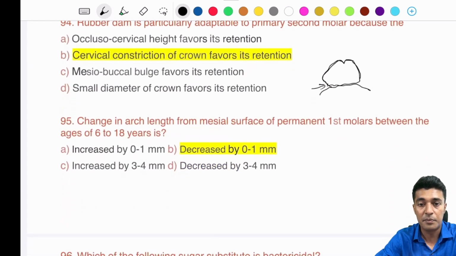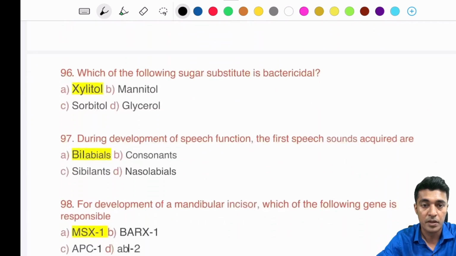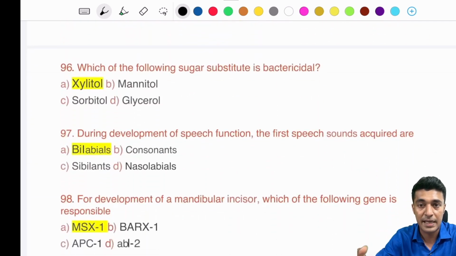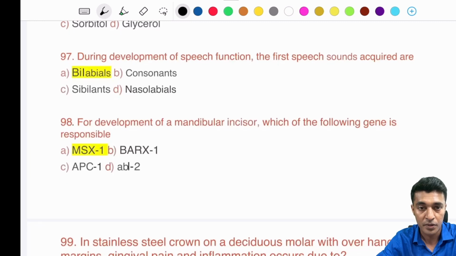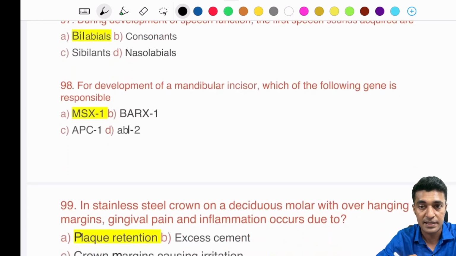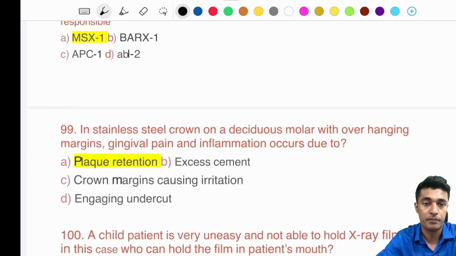Change in arch length from mesial surface of the permanent first molar between the ages of 6 and 18 is decreased by 1 mm. A sugar substitute that is bactericidal is xylitol. During the development of speech function, the first speech sounds acquired are the bilabials, when the two lips come in contact, like B, M, P, all are bilabials. For development of mandibular incisor, which of the following genes is responsible? It is the MSX1 gene.